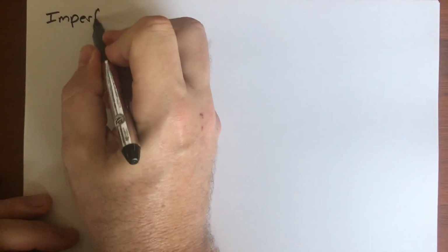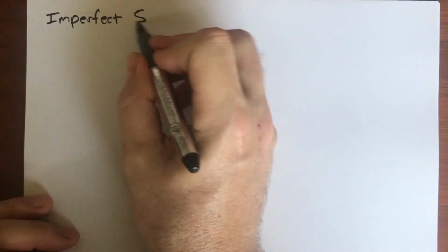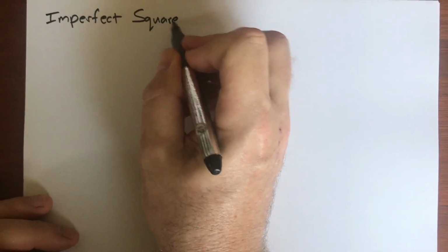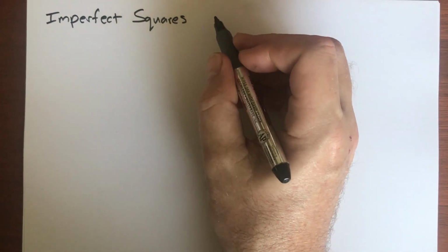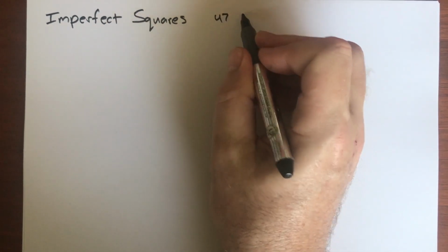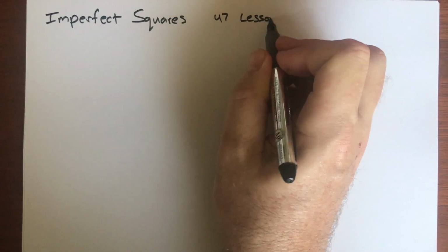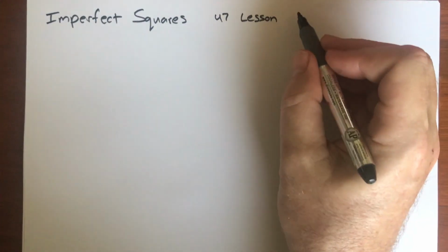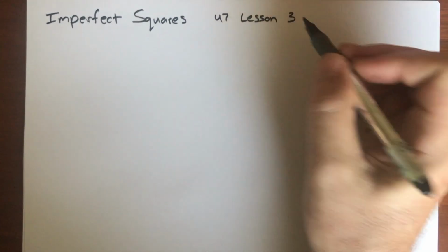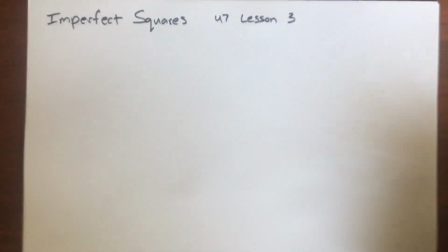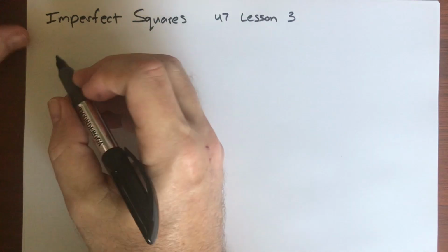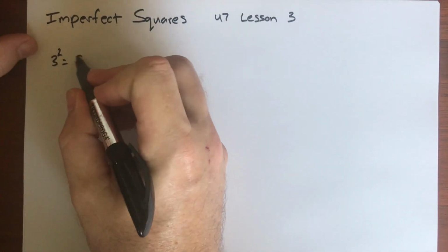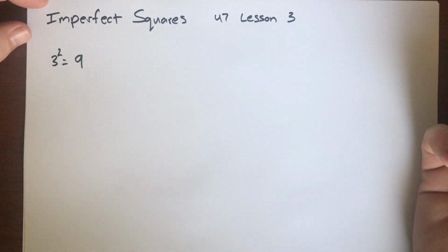imperfect squares. This is unit 7, lesson 3, right? So of course, perfect squares, we already know. Perfect squares are when you take a whole number and you double it. 3 squared is 9. That is a perfect square, right?